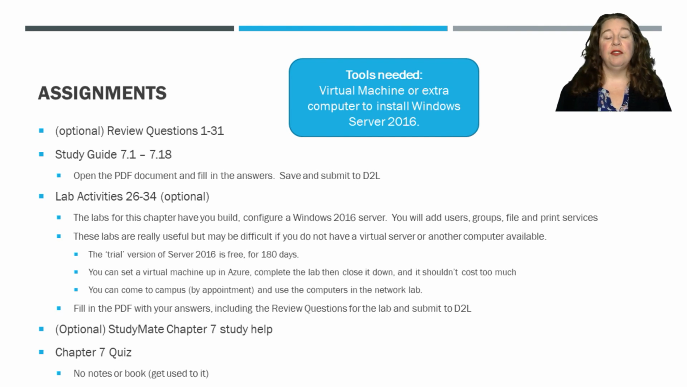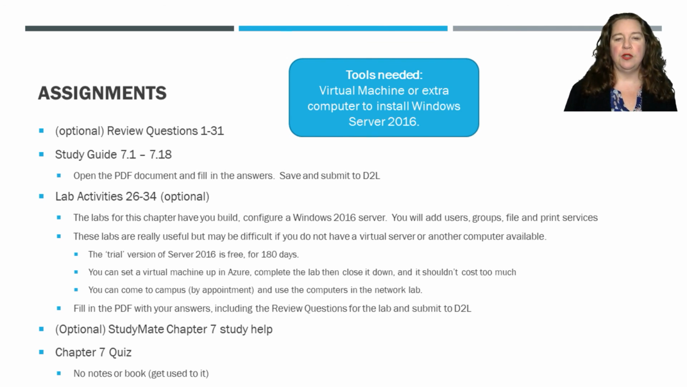A couple of options. If you have an extra computer hanging around, there is a trial version of 2016 server that you can download and use for 180 days for free. If you feel like installing and running a 2016 server on that extra machine you have hanging out in the corner, go for it. That's a great way to do this because you will get some real hands-on experience. You can set up a virtual machine either in Azure or in some sort of cloud computing situation. It'll cost you a couple of dollars if you use it, do the labs, and then shut it back down. Shouldn't be too expensive, but that's an option as well.